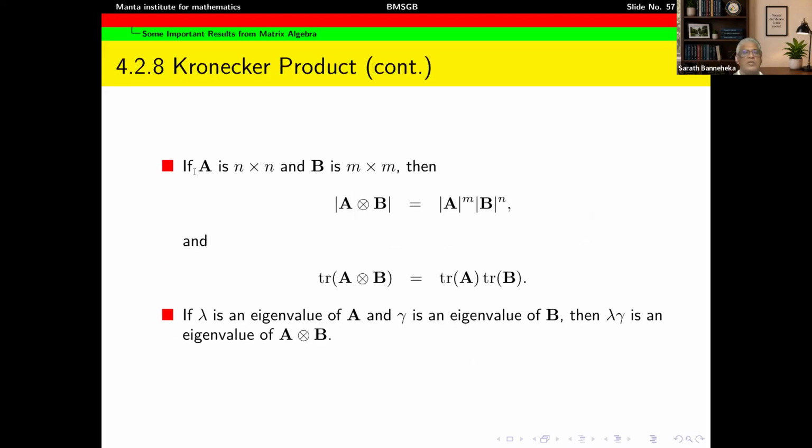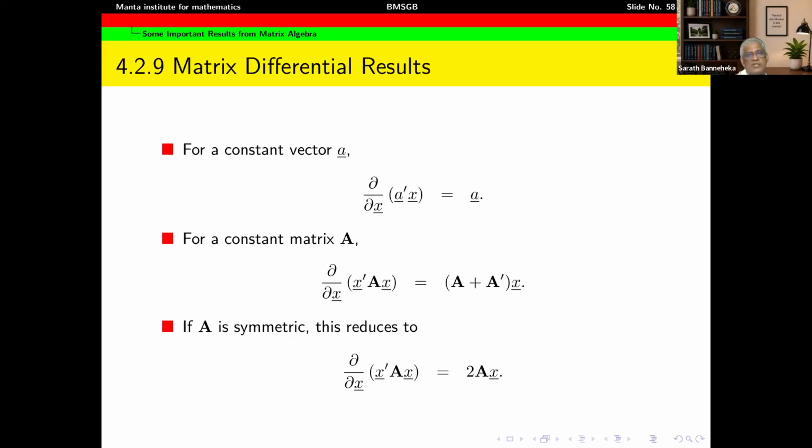And here are a few others. If A is n by n and B is m by m, then the determinant of A Kronecker product B is equal to determinant of A to the power m and determinant of B to the power n. And the trace of A Kronecker product B is equal to trace of A times trace of B. If lambda is an eigenvalue of A and gamma is an eigenvalue of B, then lambda gamma is an eigenvalue of A Kronecker product B. And then finally, some important results again, on matrix differentiation.